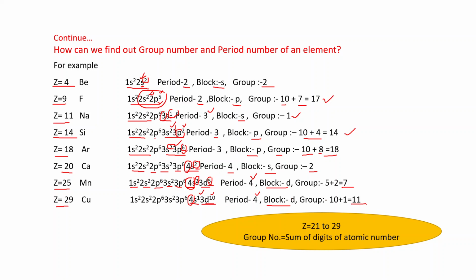There is even a shortcut method to find the group number for the elements having atomic number 21 to 29. This is only applicable for these elements. Group number is equal to the sum of the digits of the atomic number. Like this is atomic number 25, a d block element. Then the group number is 2 plus 5, 7. And the atomic number is 29, that's why 2 plus 9, 11. Is it clear?